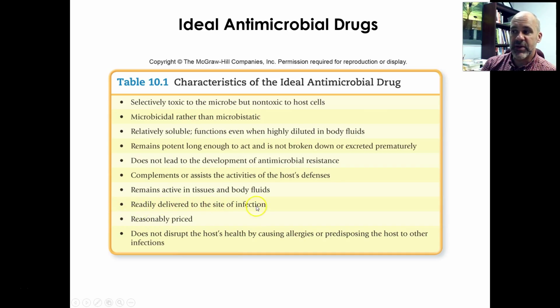Readily delivered to the site of infection, it's got to get to the actual place. You swallow the pill, it's got to get to the place in the body where an infection is actually taking place. Reasonably priced. Again, we're thinking ideal. I know a lot of antimicrobial drugs are not reasonably priced, but ideally they would be.